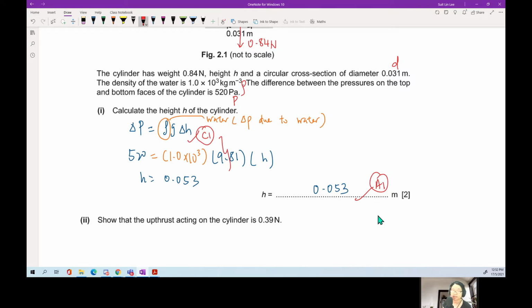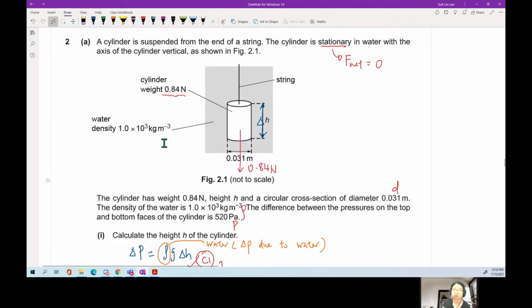Show that the upthrust acting on the cylinder is 0.39 Newton. Let's stare at the cylinder for a bit. There is obviously some form of tension in the string, but I don't know the tension, so I don't think I can use the net force equation. It would look like this: you have tension, and some form of upthrust, because water is displaced. So T plus upthrust is equal to 0.84. But I don't have T, so I cannot use this equation.